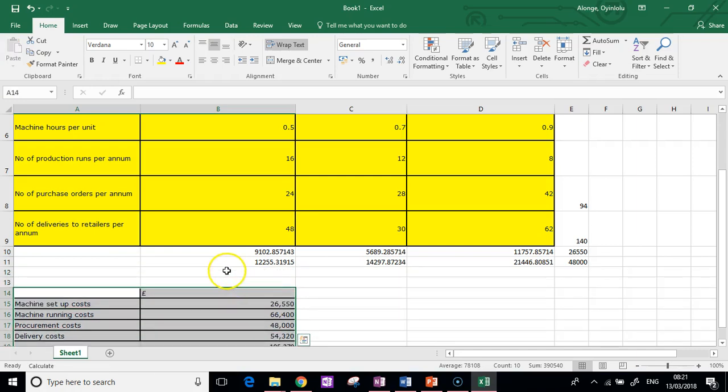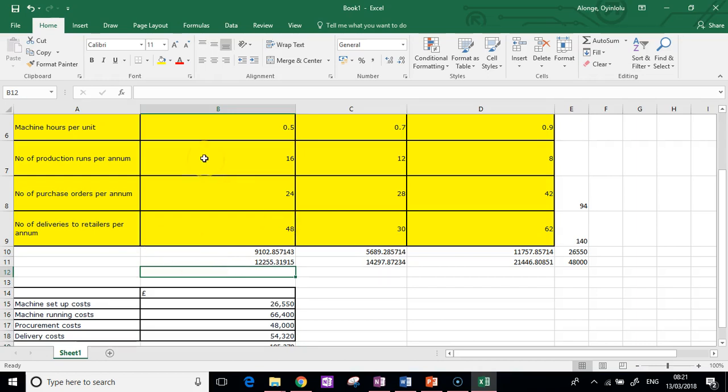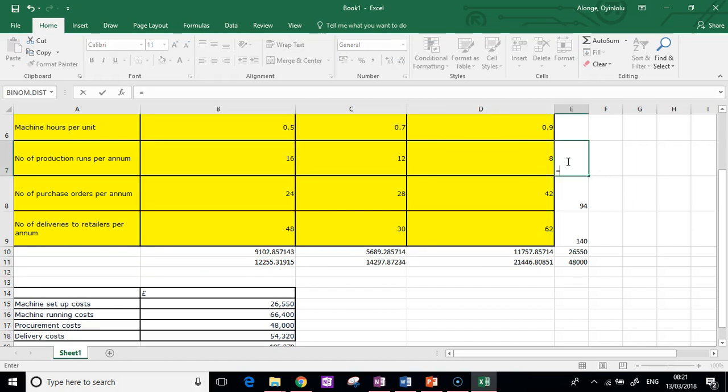Right, and then let me now do machine setup costs. So machine setup costs, I'm saying that setup costs are to do with production runs. So again, the same thing. I find the total here, which is really this plus this plus this. And you do exactly the same thing for production runs that I've just done for delivery costs and procurement. Machine setup is slightly, just a little bit complicated, but it's not.